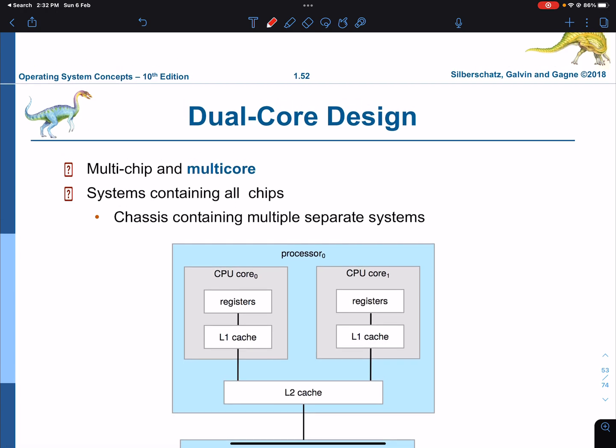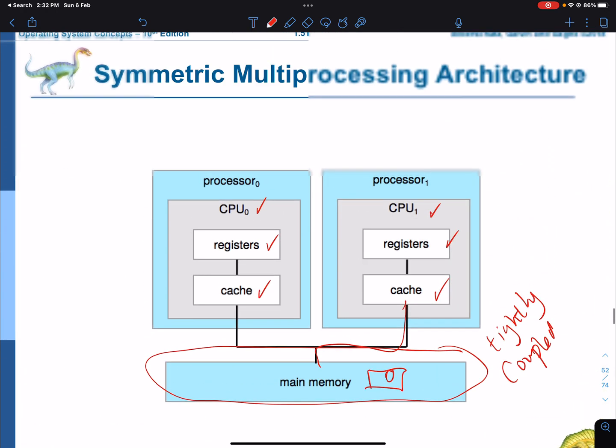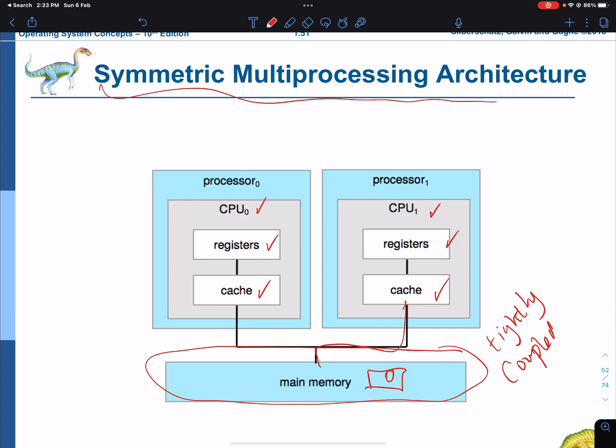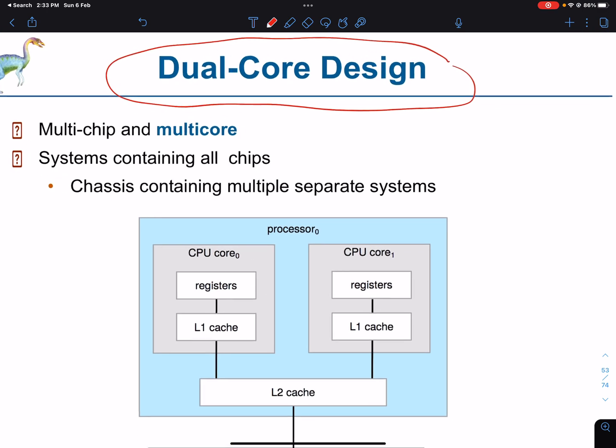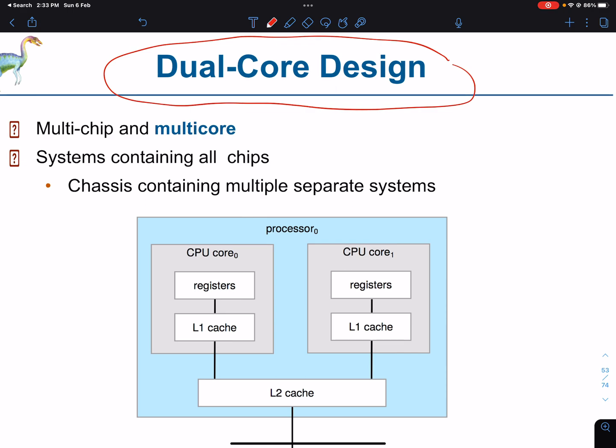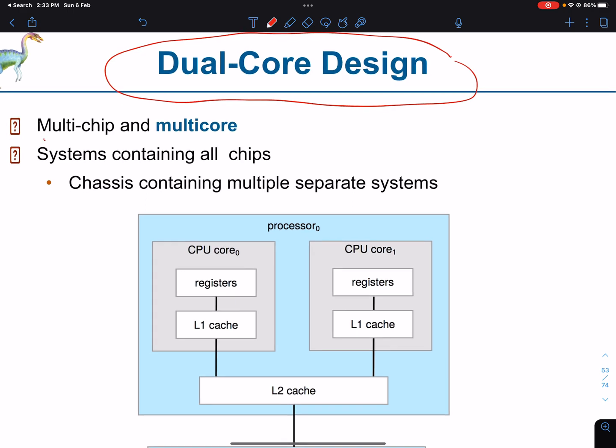We have a special kind of this symmetric multiprocessing architecture, which is the dual core that you all heard of. All our phones now are dual core, okay? All our laptops and most of the computers, if not all, are dual core. What is it? Multi-chip and multi-core. What does it mean?